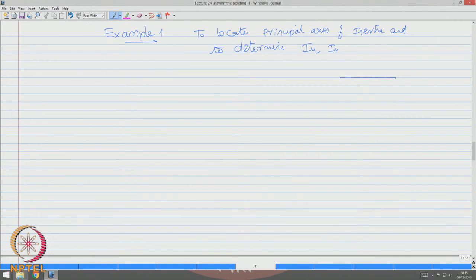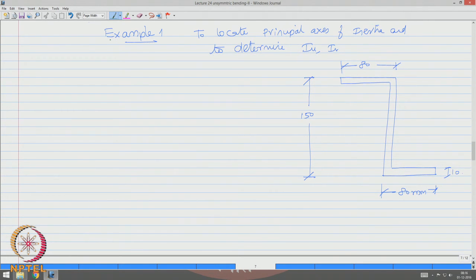We will take a Z section. The dimensions of the section are given like this. This is 80 millimeter, all dimensions are in millimeters. The thickness is 10 millimeter. The overall depth of the web is 150. The section has uniform thickness through and through of 10 millimeter, and the top flange is also of 80 millimeter.